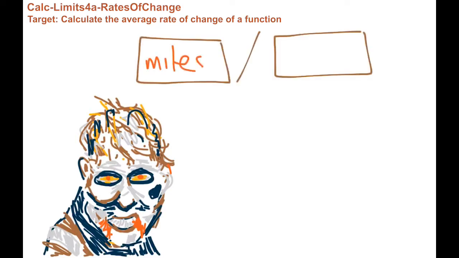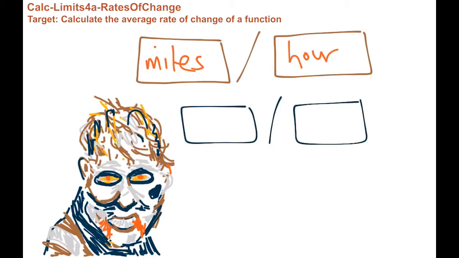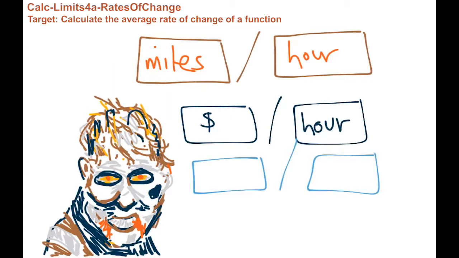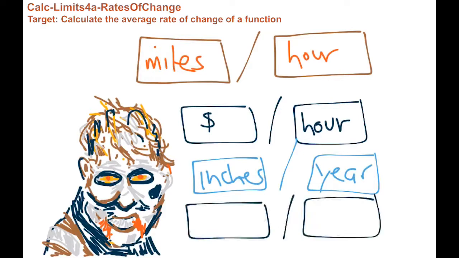A very common one is miles per hour. If you're in Europe, it's kilometers per hour. Another one that's very common is dollars per hour. That's a rate. It's a wage. How about another one? Inches per year? Okay, no. Let's do zombies per day.